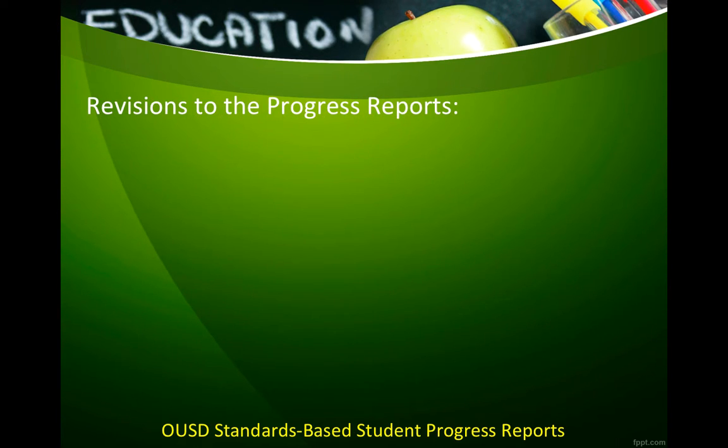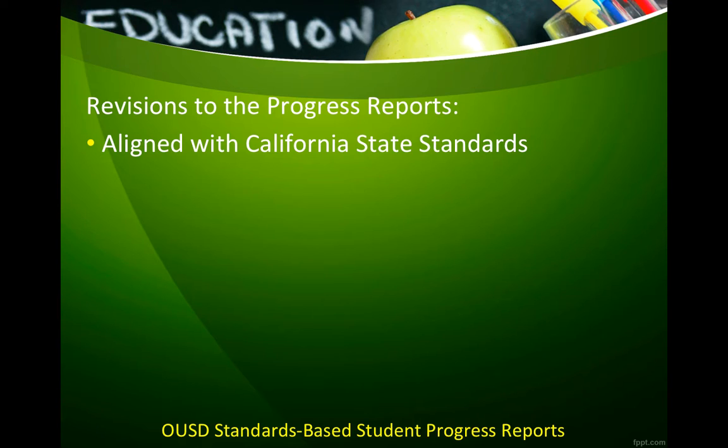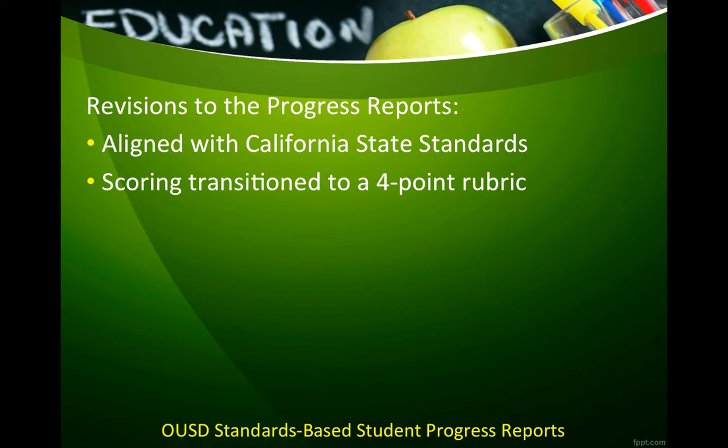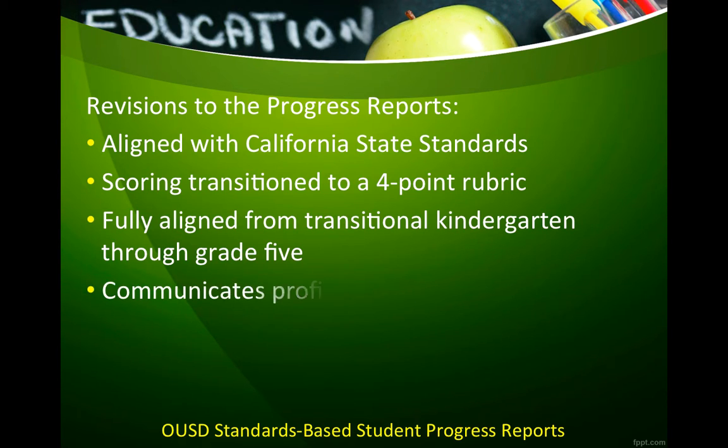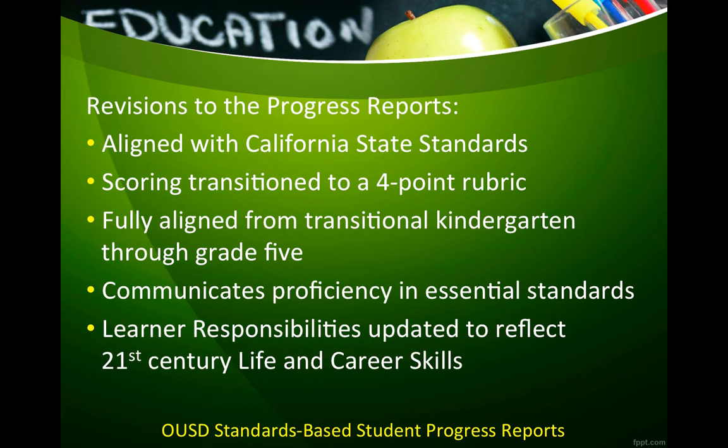During the 2014-15 school year, a task force of teachers from across the district collaborated to develop the revised progress reports. The content areas for language arts and mathematics were aligned with the state's adopted standards. Grading was transitioned to a 4-point rubric, creating a fully aligned system from transitional kindergarten through grade 5 that more accurately communicates a student's proficiency in each of the essential standards. Additionally, the Learner Responsibilities section was updated to reflect 21st century life and career skills.